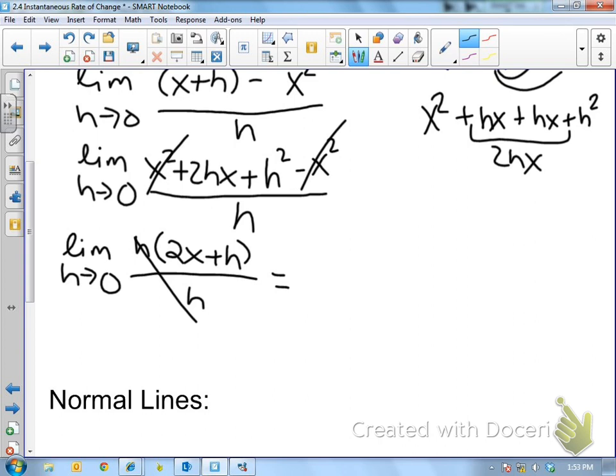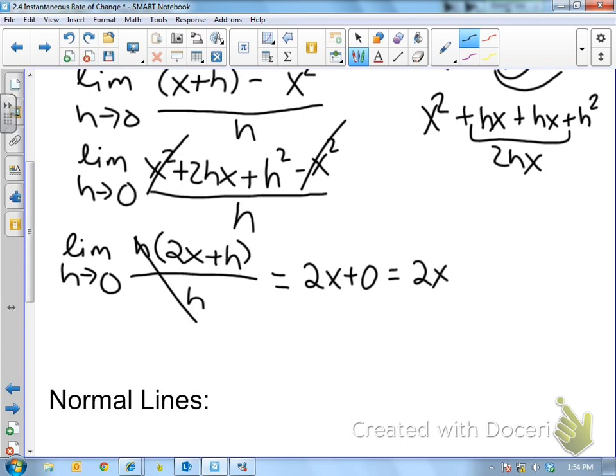I could plug in 0 for h. Now I can take my limit. I just needed 2x plus 0. So now we found a slope function. I could find the slope anywhere I want.